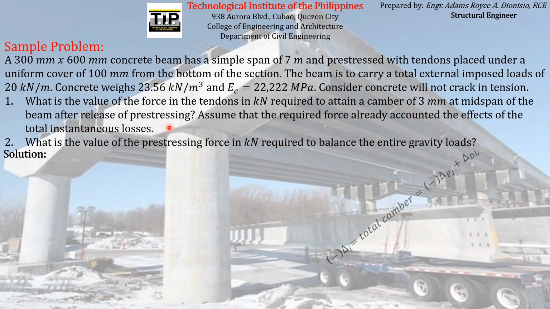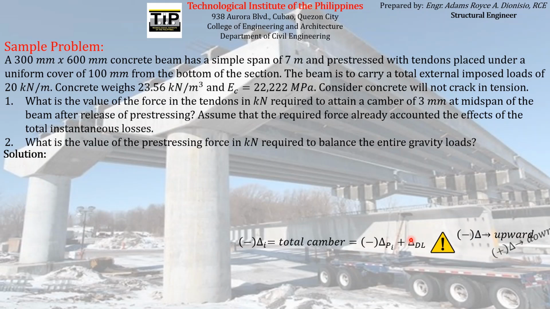If you can remember, the formula for the total camber that will be experienced by the concrete element is equal to this. It is just the sum of the deflection due to the prestressing force alone and the self-weight itself. Just remember that our sign convention is this: upward deflections are negative, downward deflections are positive.